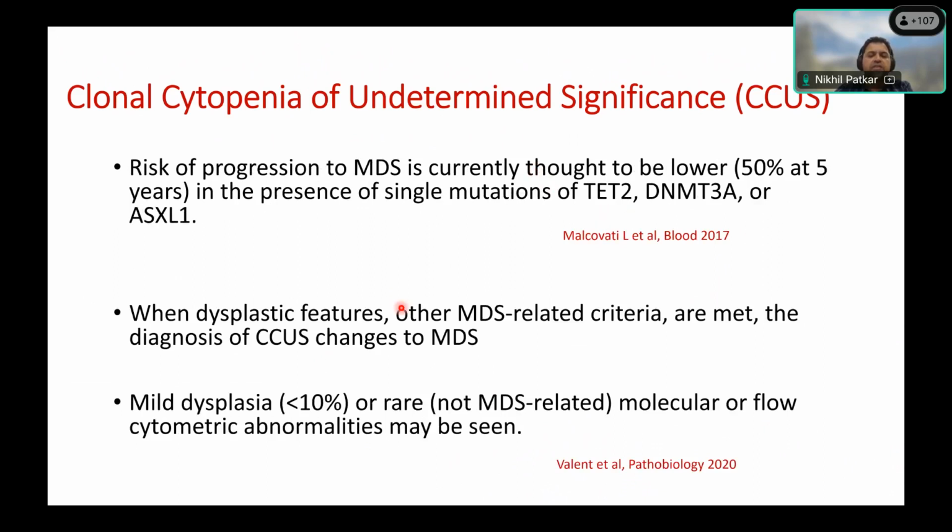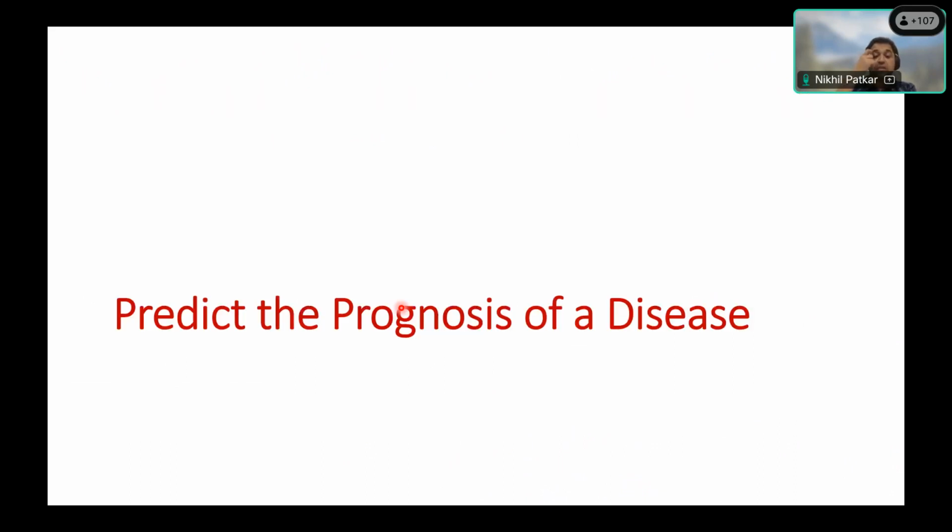When dysplastic features or other MDS-related criteria are met, the diagnosis of CCUS then changes to MDS. Mild dysplasia or rare molecular or flow cytometric abnormalities may be seen in this patient.